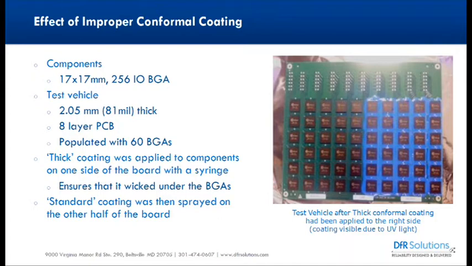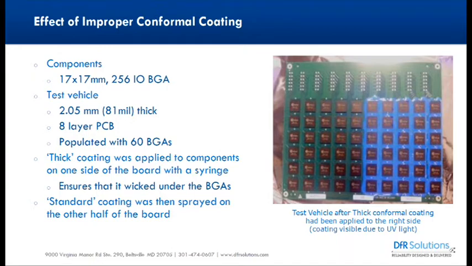Let me show you some stuff. We did an experiment. We took some components. We did a test vehicle with 60 BGAs. We took 30 of them and we did the regular conformal coat, just standard conformal coat.